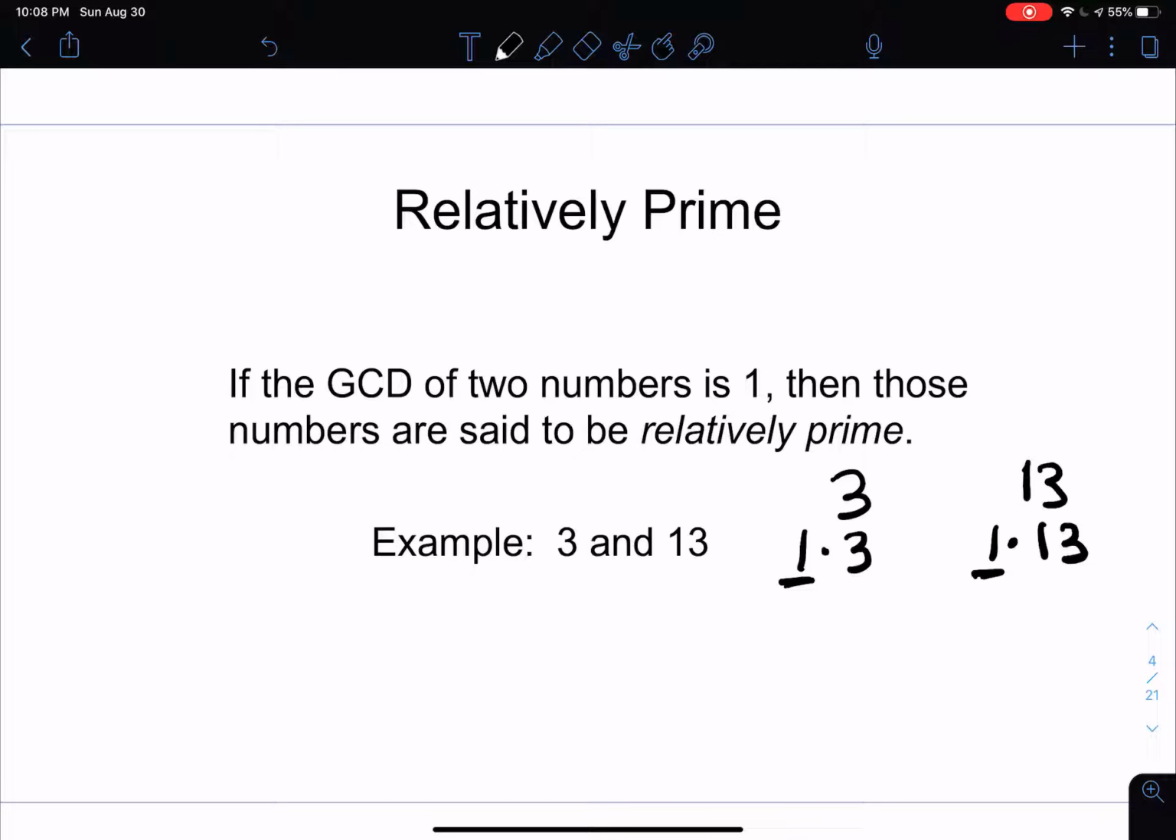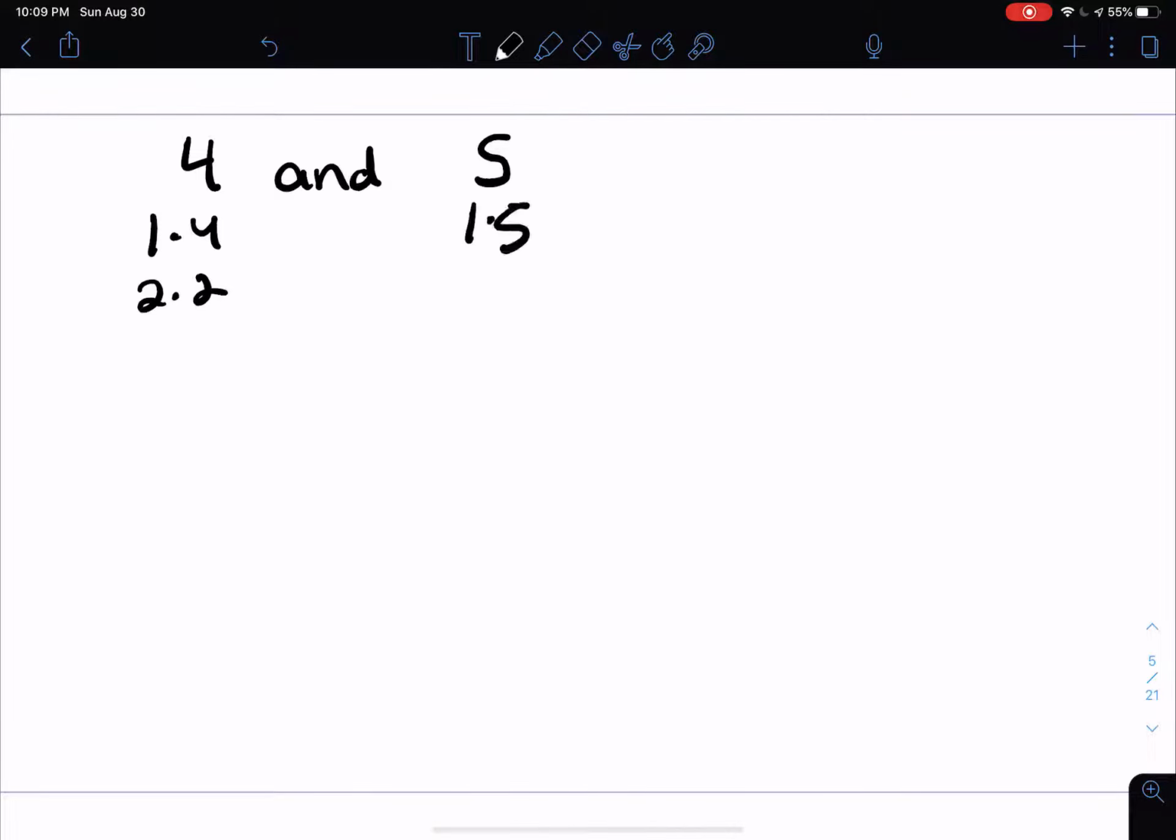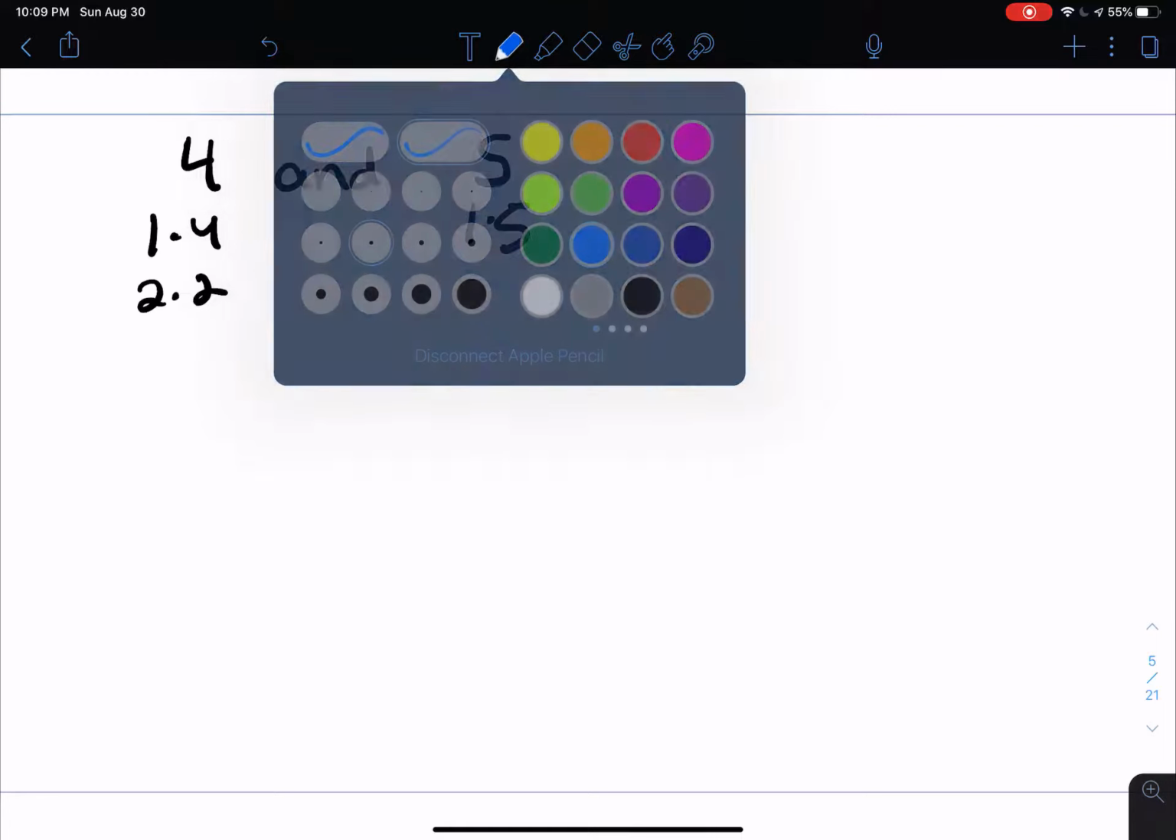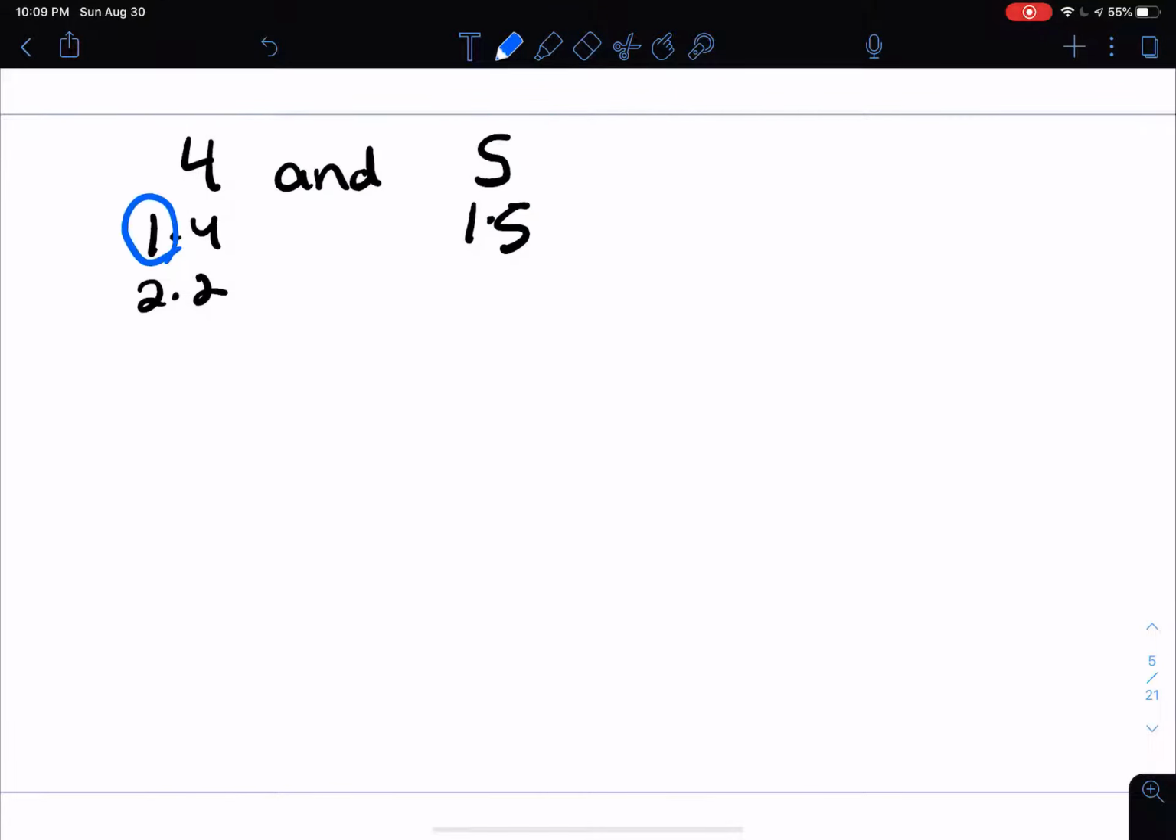Let's see. I was trying to think of another example. Do I have a blank slide? Yes, I do. Like let's say you have 4 and 5. 4, you have 1 times 4 and 2 times 2. I'll do it the old-fashioned way. And then 5, you just have 1 times 5. So notice that 4 is composite, 5 is prime. Yet, when you look at their factors, the only thing they have in common is 1. So these are relatively prime. Even though 4 is composite, that part's fine. You're looking at the GCF in order to make your decision on that.